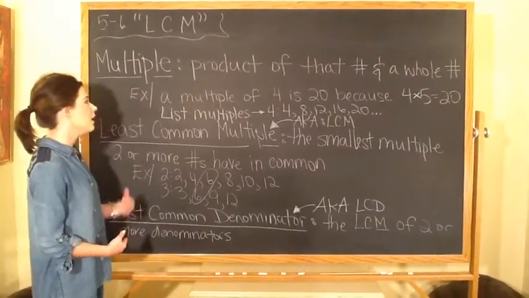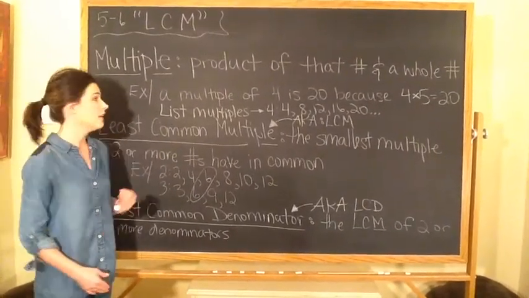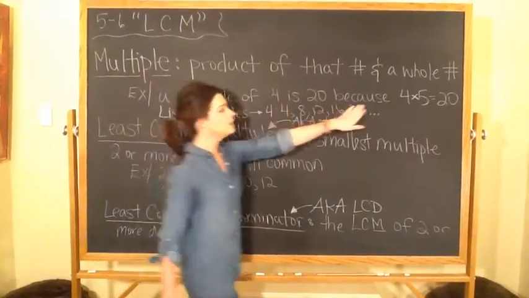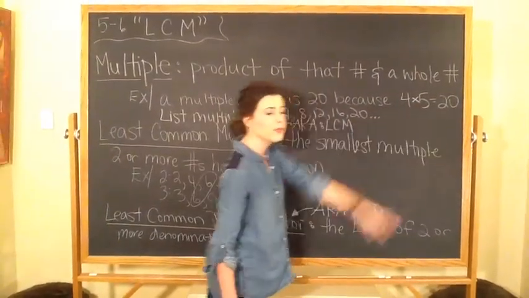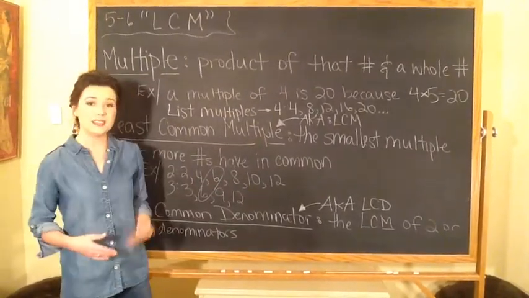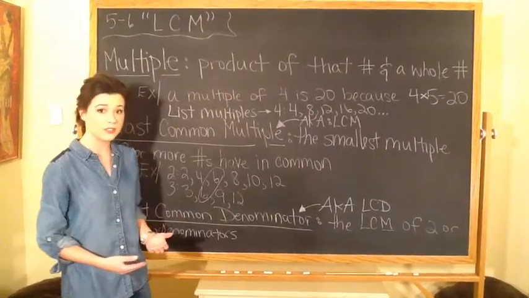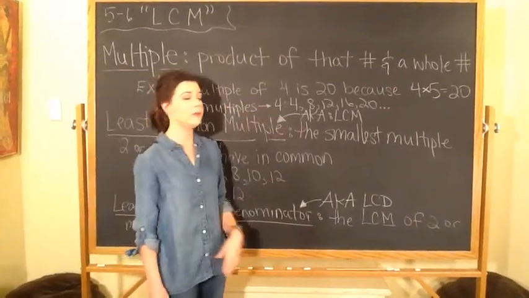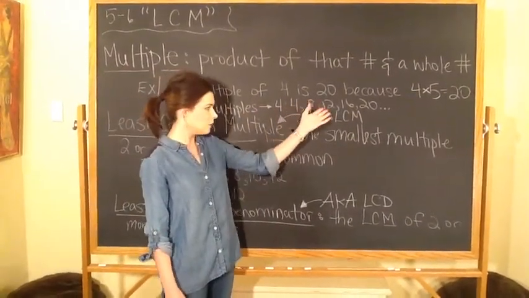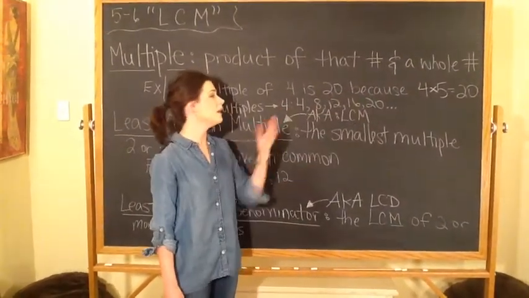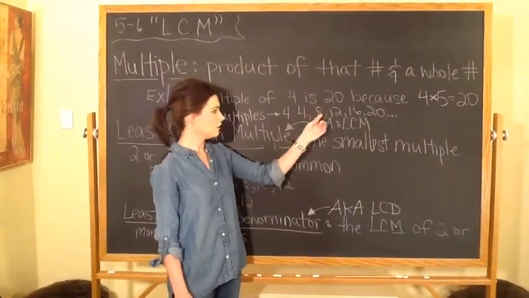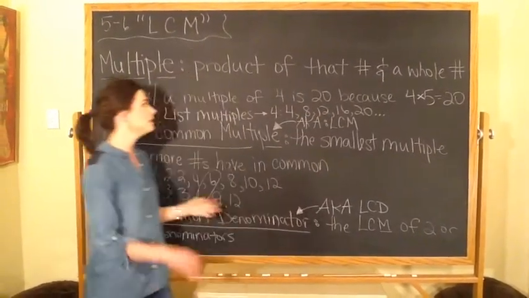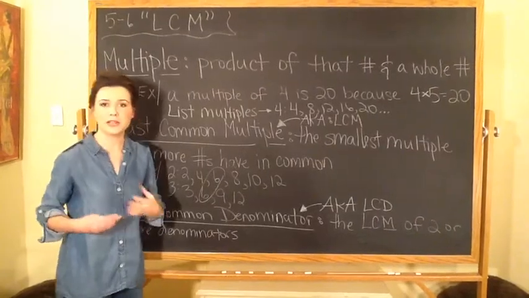So what does that mean? Basically, an example of this would be if you're saying a multiple of 4 is 20 because 4 times 5 gives you 20. So if you're going to list the multiples, which you can do in this lesson, the list of multiples for 4 would be 4, 8, 12, 16, 20, because 4 times 1 gives you 4, 4 times 2 gives you 8, 4 times 3 gives you 12, and so on. So when we're talking about multiples, we're listing our multiplication facts.